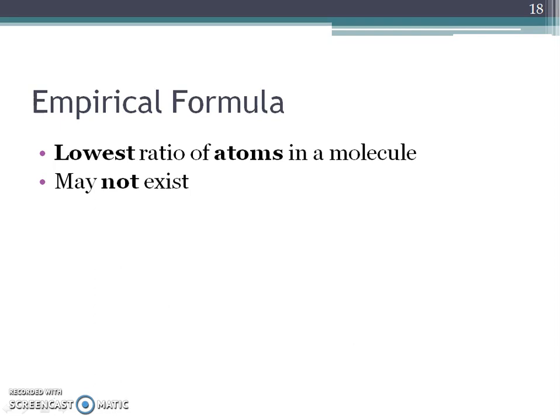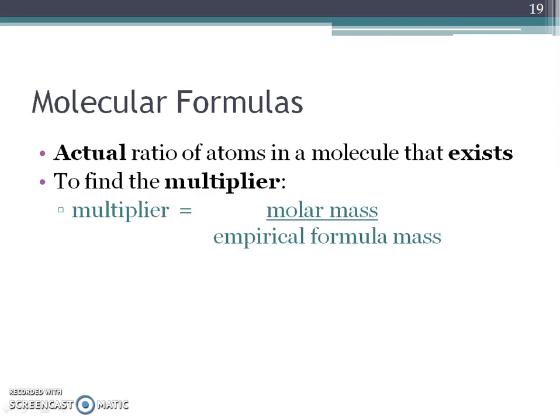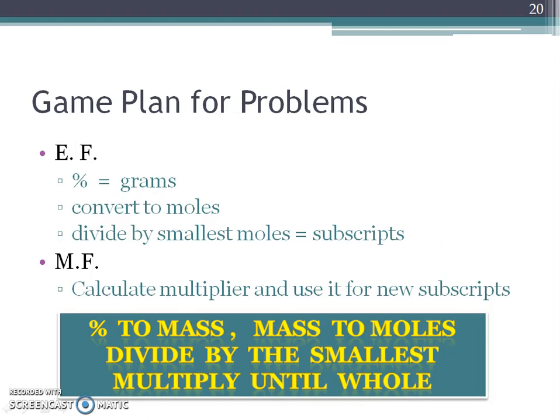So we want to remember that the empirical formula is the lowest ratio of the atoms in that molecule, and it may not exist. But the molecular formula, on the other hand, is the actual ratio of those atoms that do exist. I actually call this the multiplier. I'm not sure what it's really called, but that's what I call it, the multiplier. We're going to take its molar mass and divide it by the empirical formula mass and get a multiplier that we're going to multiply those subscripts, the ratio of those atoms in that compound.